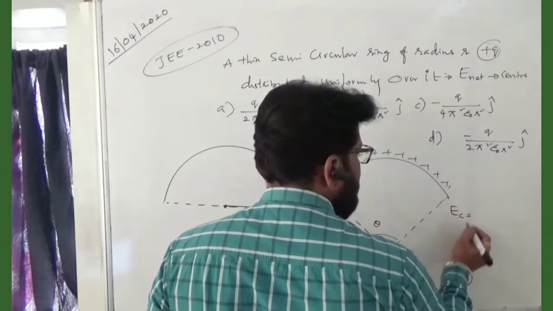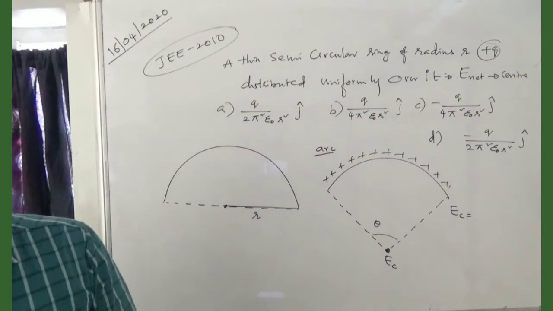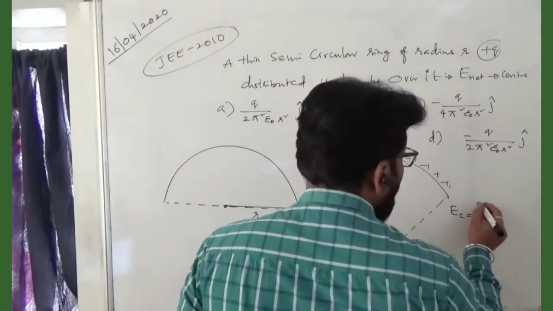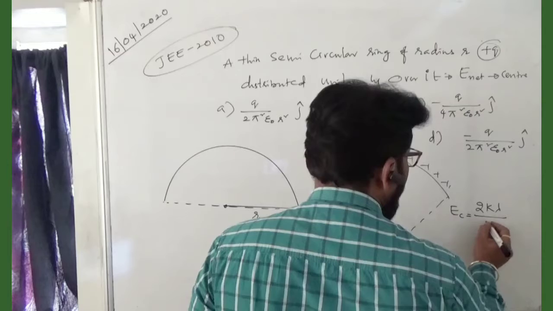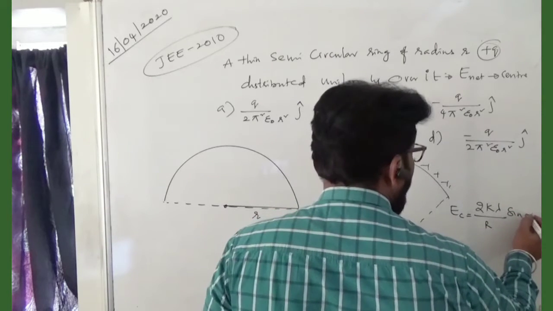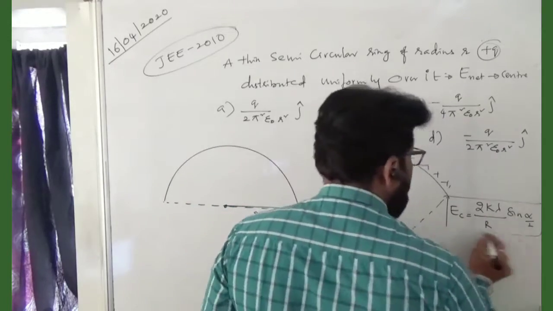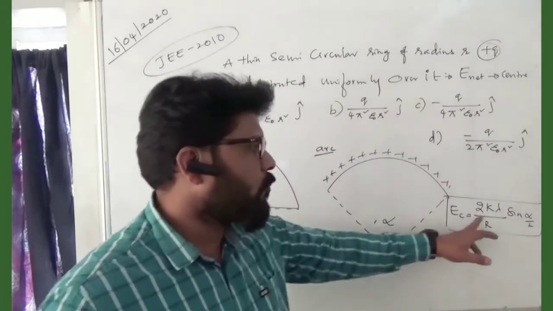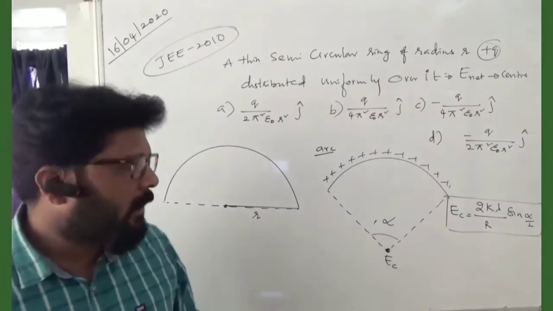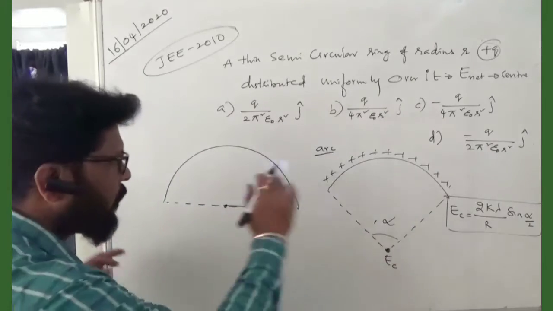E at the center is equal to 2k lambda, yes, very good, 2k lambda by r into sine alpha by 2. So let us take this as alpha. This is what one should know: 2k lambda by r into sine alpha by 2. Here alpha is nothing but 180 degrees. I'll erase that one; the same formula I am using.